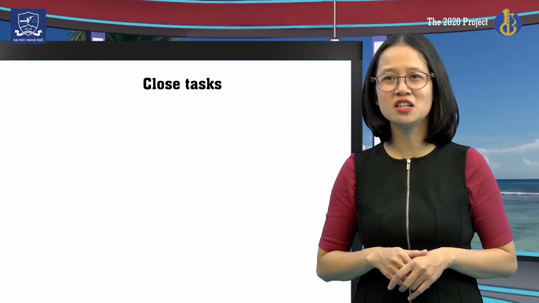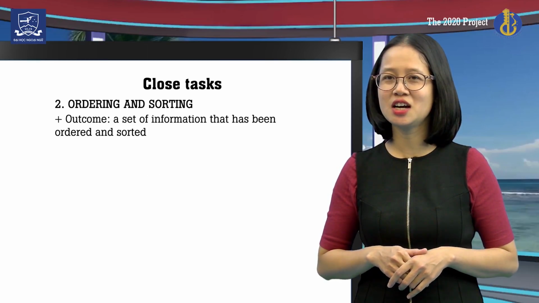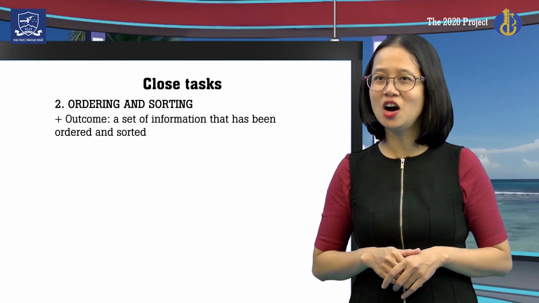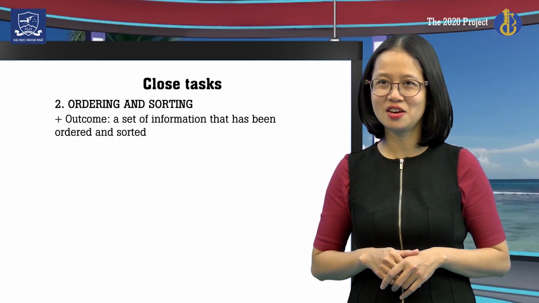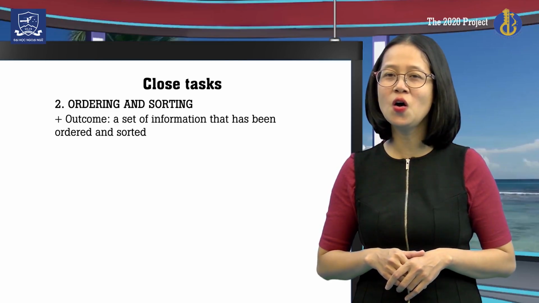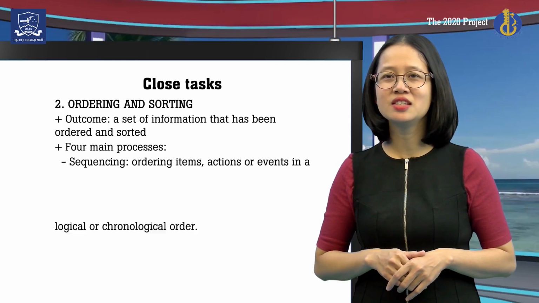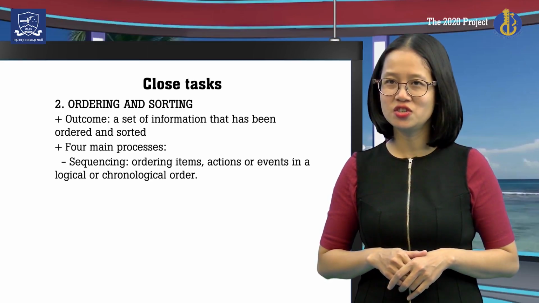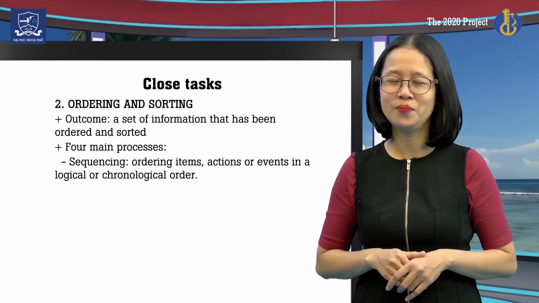The second type of task is ordering and sorting. The outcome of this task type is a set of information that has been ordered and sorted according to specific criteria. Ordering and sorting tasks involve 4 main processes. Number 1. Sequencing. It is to order items, actions, or events in a logical or chronological order.